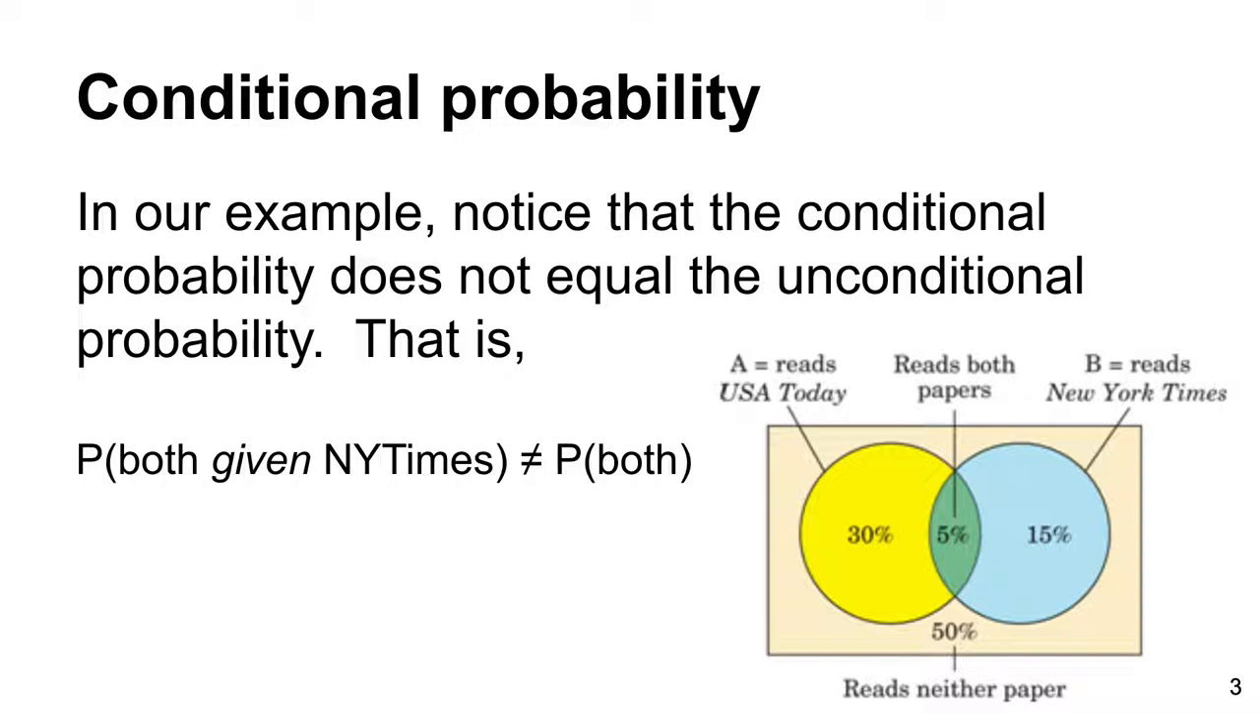Notice that the conditional probability does not equal the unconditional probability. On the left-hand side of this equation, I have the probability of both, given they read the New York Times, and we found that to be 25%. But the probability on the right is the probability of both, and that's simply the green region in the center, 5%. Those two do not equal each other.